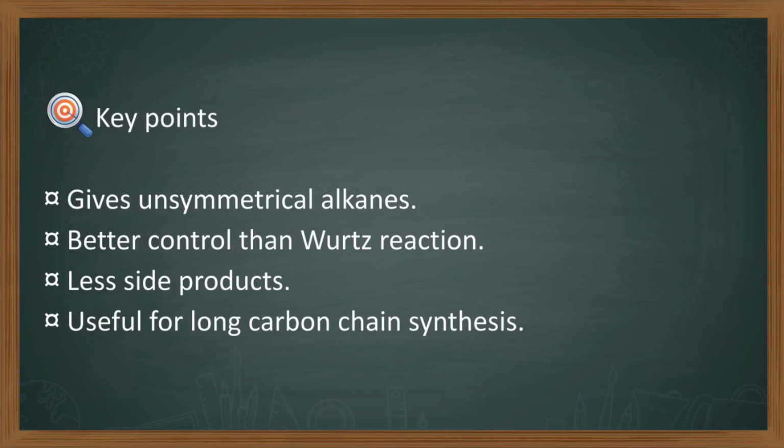The key points about this reaction: the Corey-House synthetic strategy gives unsymmetrical alkanes, especially with better control in comparison to the Wurtz reaction. It also produces fewer side products, and it's highly useful in synthesizing long chain alkanes.